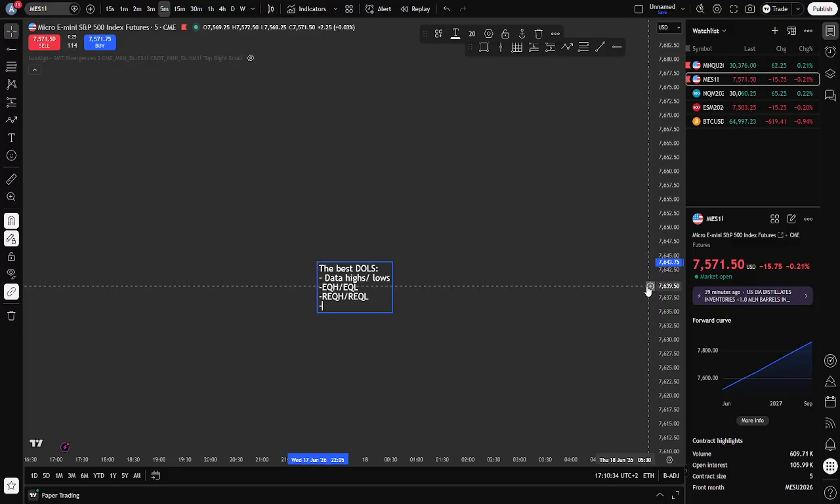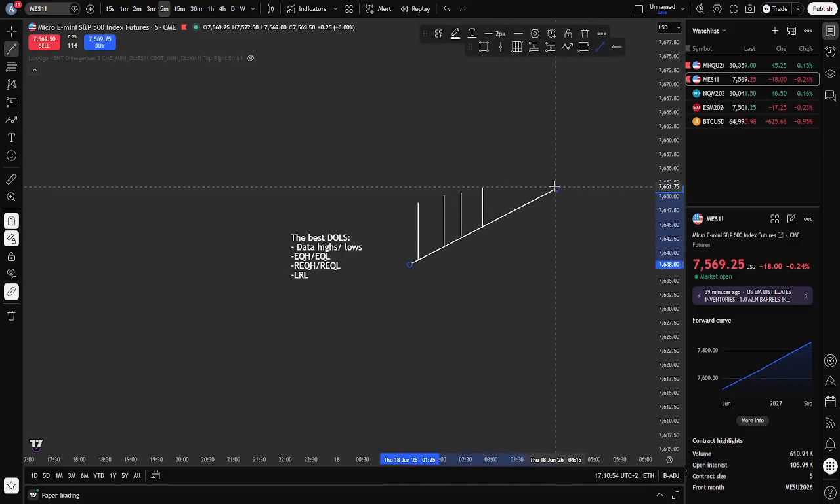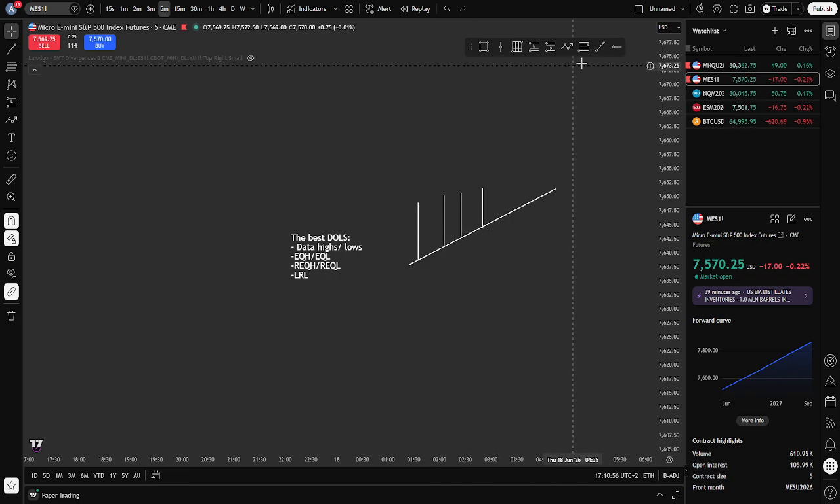For the next example, we'll look at low resistance liquidity. Let's say we are putting in these lows and the market is just trending higher, putting in a bunch of lows right here. They are basically creating this trend line, and you can see how well we are respecting it.